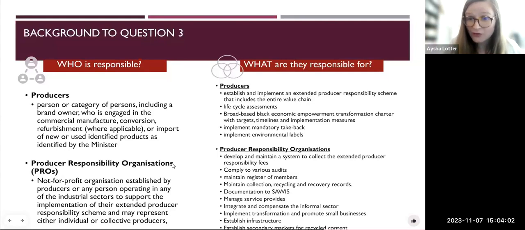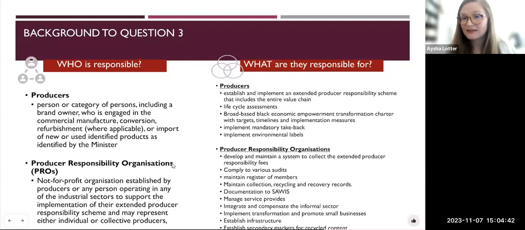When we look at the PROs, this is a not-for-profit organization that is organized by producers or any person operating in the industrial sector. So these PROs have existed in the past during a more voluntary system, but now that we have the mandatory system, we see producers being required to set up EPR schemes. So what is an EPR scheme? An EPR scheme really dives into the next question: what are we talking about? What are we responsible for?